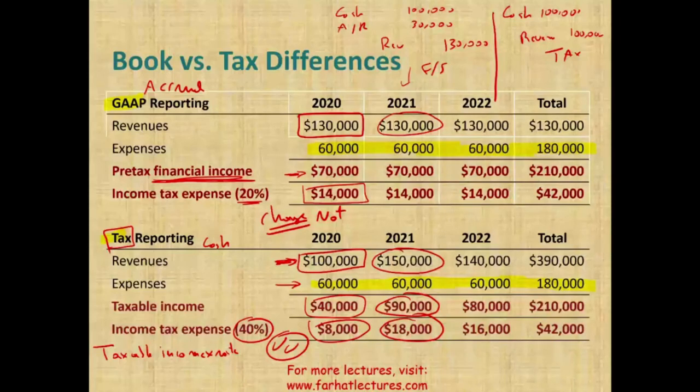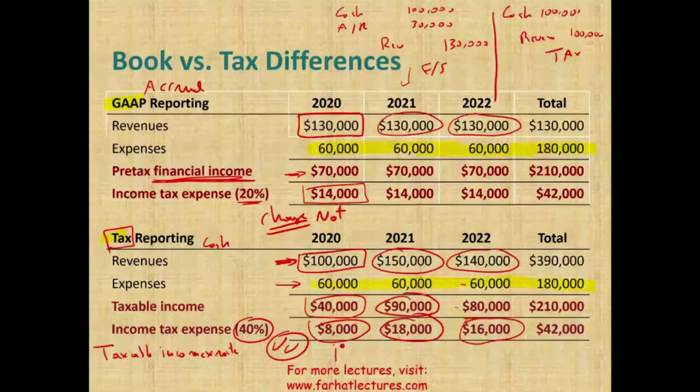For 2022, for GAAP, our revenue is $130,000. For tax purposes, $140,000. Again, as a result, we have minus $60,000 in taxes. Our taxable income is $80,000 and our taxes are $16,000.